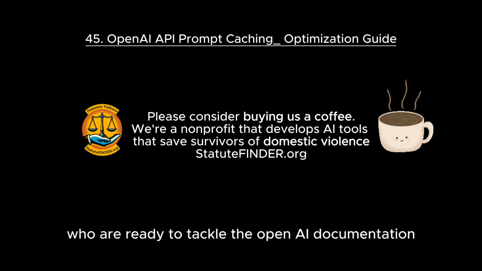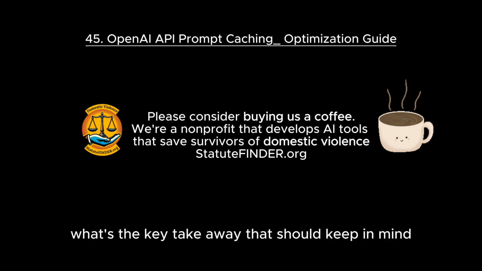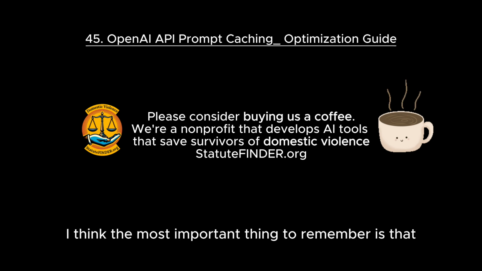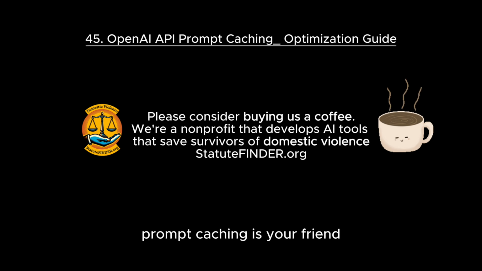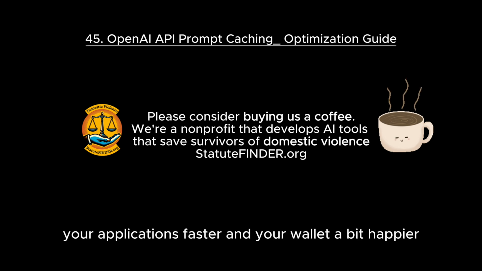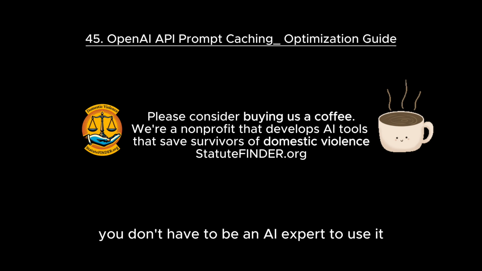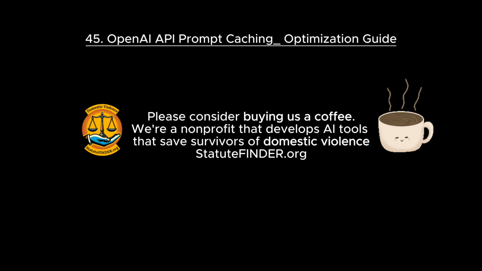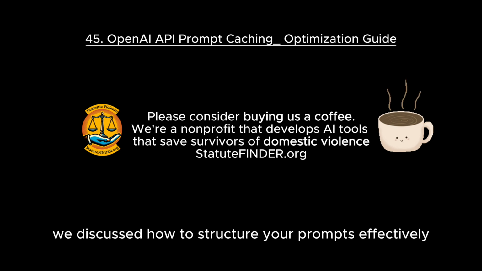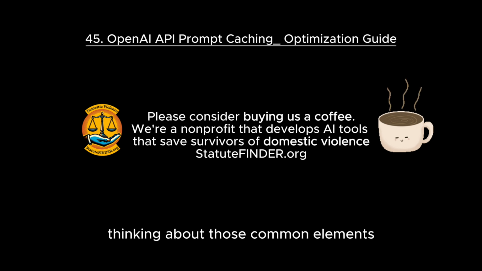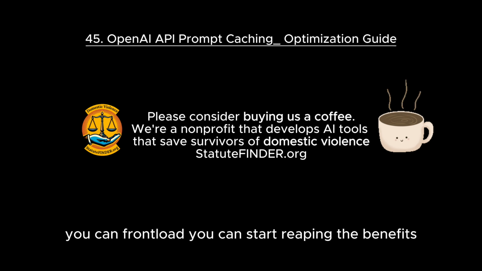For our listeners who are ready to tackle the OpenAI documentation, what's the key takeaway they should keep in mind about prompt caching? I think the most important thing to remember is that prompt caching is your friend. It's there to make your life easier, your applications faster, and your wallet a bit happier. It's like having a secret weapon in your coding arsenal. Yeah. And the best part is you don't have to be an AI expert to use it. Just by understanding the basics we've discussed, how to structure your prompts, effectively thinking about those common elements, you can front load. You can start reaping the benefits.